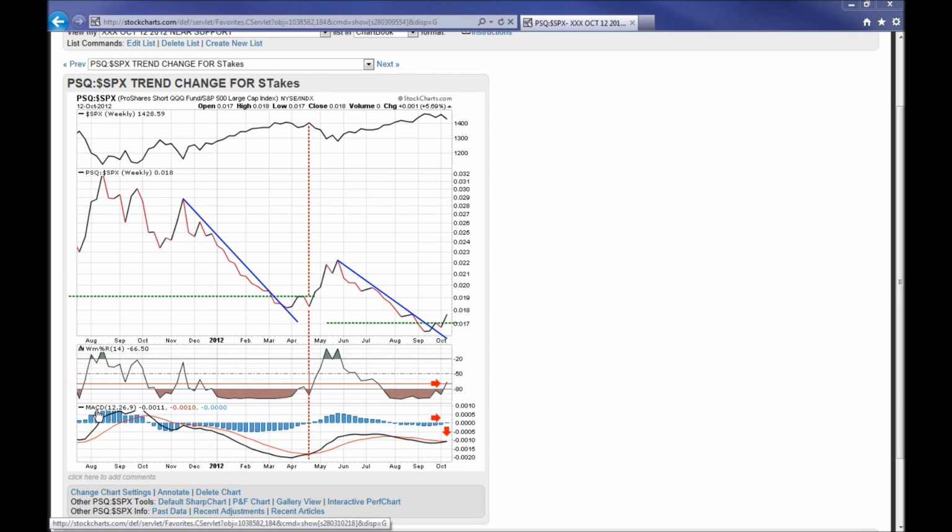You can see the ratio of PSQ divided by the S&P 500 had a bullish MACD cross between April 1st and May 1st, which is part of the peaking process in the S&P 500. We do not yet have the bullish cross. We're very, very close. Also, Williams percent R seems to have moved into an area that was similar to this area here.